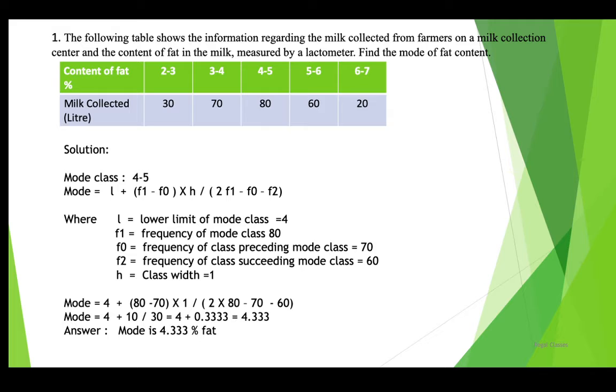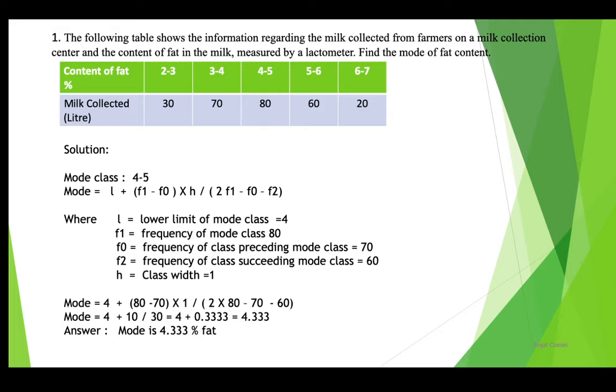Now the mode class is where the frequency is the highest, which is 80. 4 to 5 is the mode class. So you have to just substitute in the formula. L, the lower limit of the mode class, is 4. Frequency of the mode class is 80. Frequency of the class preceding the mode class is 70. Frequency of the class succeeding the mode class is 60. h is equal to the class width, which is equal to 1.